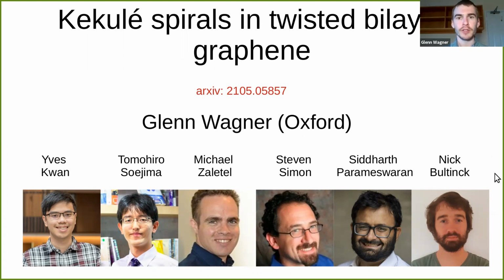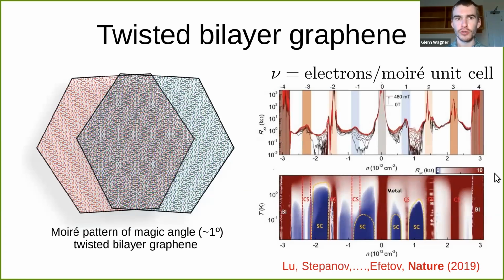And with that, let me dive right in and give you a quick introduction to the topic of twisted bilayer graphene. So twisted bilayer graphene occurs when you take two monolayers of graphene, stack them on top of each other with a relative twist angle of about 1 degree, the so-called magic angle. And what happens is you get an emerging moiré pattern with a periodicity which is much larger than the graphene scale.